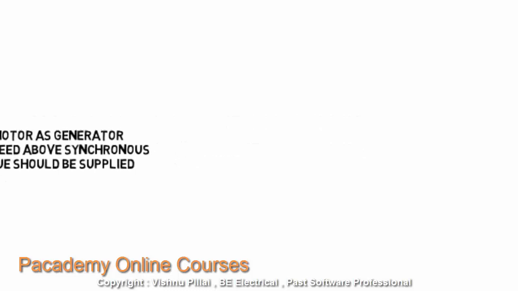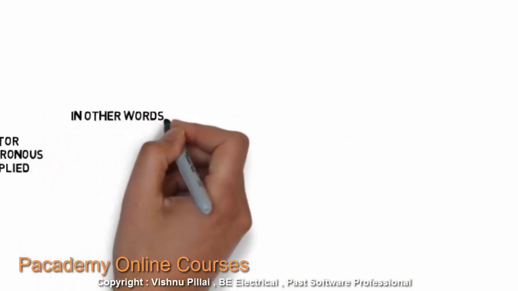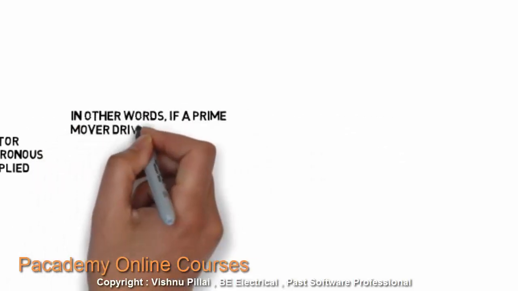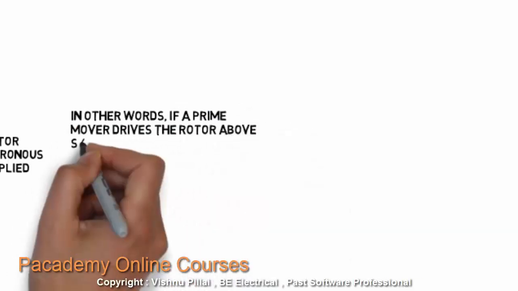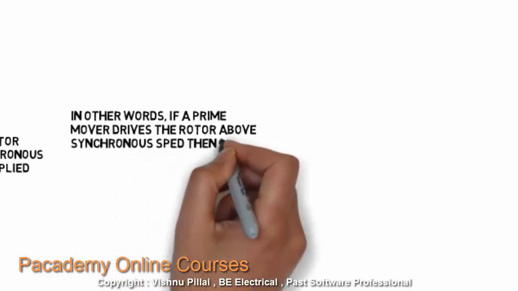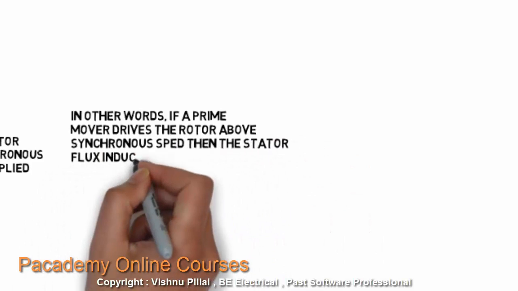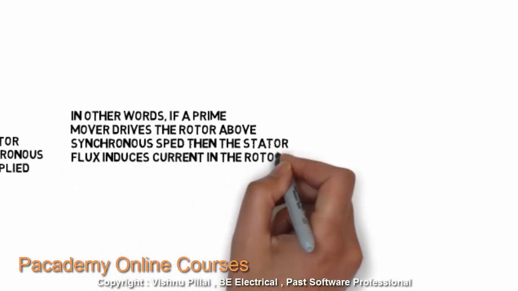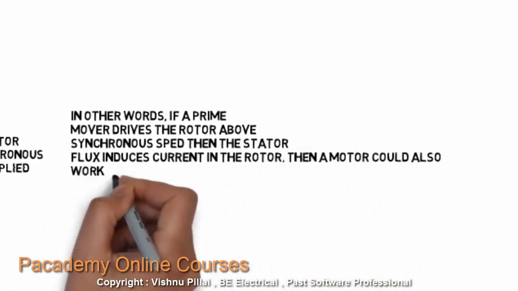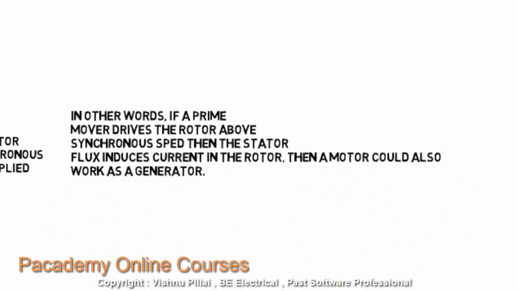To operate an induction motor as a generator, it needs to be run above the synchronous speed. In other words, if a prime mover drives the rotor above the synchronous speed, then the stator flux induces current in the rotor. Then the motor can also work as a generator. What happens in this case is that the extra power will be generated in the machine, which will be supplied back to the power system using the stator supply.